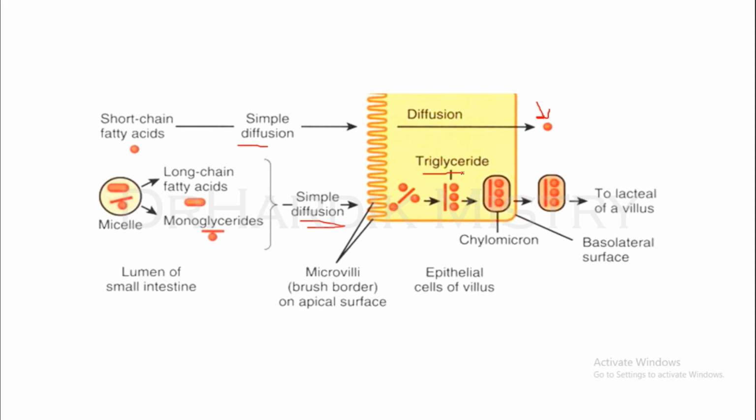These triglycerides aggregate inside the intestinal luminal cells and are coated with lipoproteins, and it forms the chylomicrons. And this chylomicron enters into the blood circulation not directly but indirectly via the lymphatic circulation. So here it went to the lacteal of the villus.